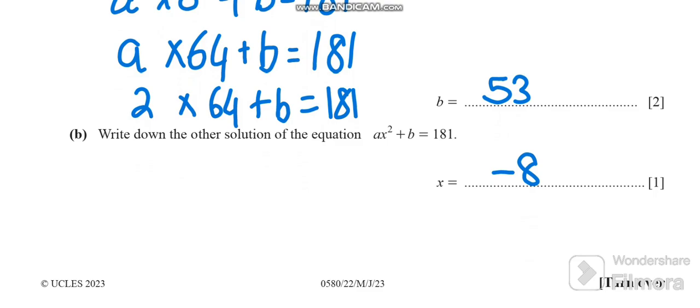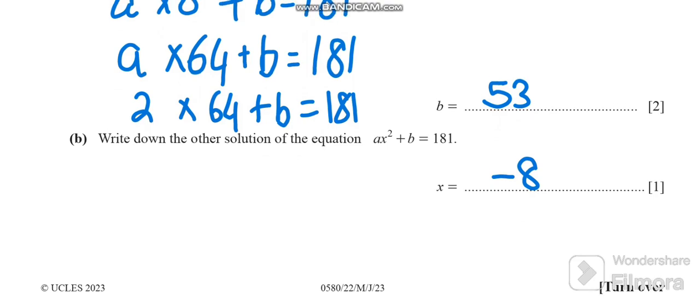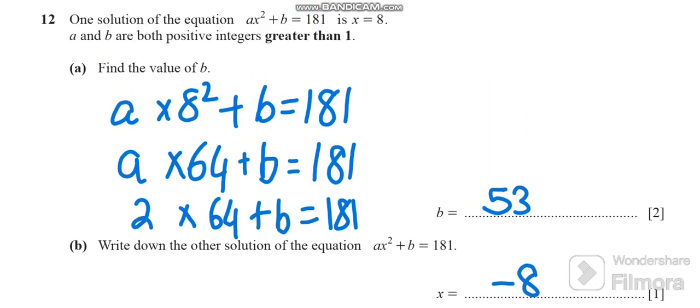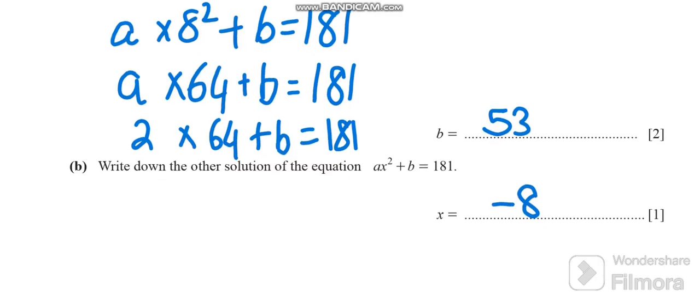Write out the other solution of the equation ax squared plus b is equal to 181. If we use negative or positive, both answers will be the same with the square, because negative multiplied by negative will be positive, and positive multiplied by positive will be positive. So instead of plus 8 we will use minus 8, and so the other value for x is minus 8.